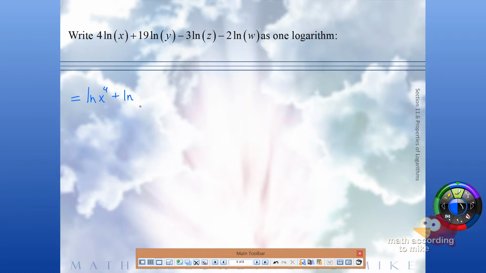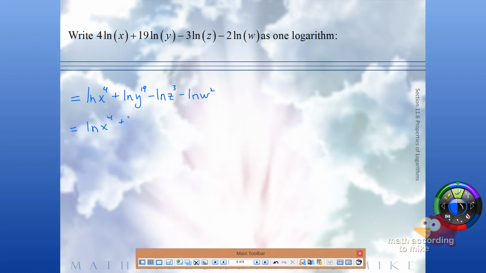and then 19, respectively. However, for the next two, I'm only going to bring up the 3, not the negative 3, and the 2. We'll talk about why in a second. Before I do any other rule, what I'm going to do is a little bit of algebra.